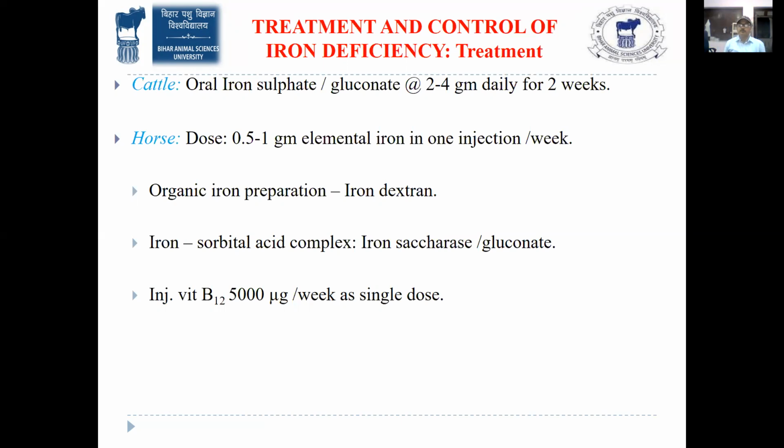Organic iron preparations like iron dextran are given to the horse. Iron sorbitol acid complex, like iron saccharate or gluconate, can also be used. Injection of vitamin B12 at the rate of 5,000 microgram per week as a single dose can be given.